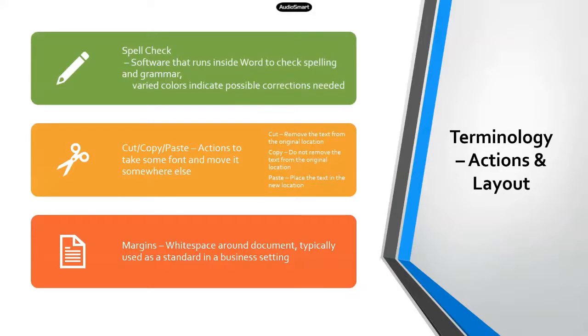There are a variety of actions you can take within Word to make the process of creating a document easier. Spell check is a commonly used program within Word that reviews text to ensure that spelling and grammar are correct, and points out mistakes using different colors like red and blue for the user to review. Cut, copy, and paste are extremely useful tools that allow the user to take some text and move it to another place. Cut removes the text, while copy leaves the text, and paste is the action that places the text in a new location. Margins are the white space around the documents.